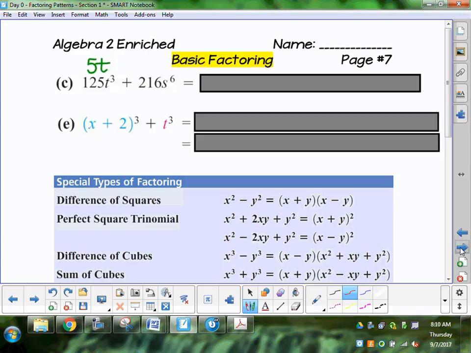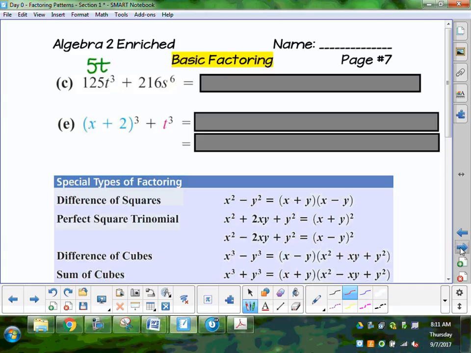What times itself 3 times is going to give me 216 s to the 6th? What times itself 3 times would give me that out? Close. Yeah, this one's going to be 6s squared because s squared times s squared gives you s to the 6th.